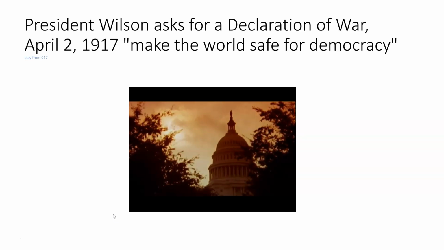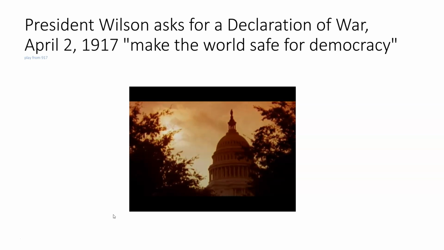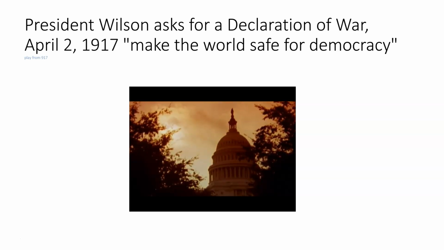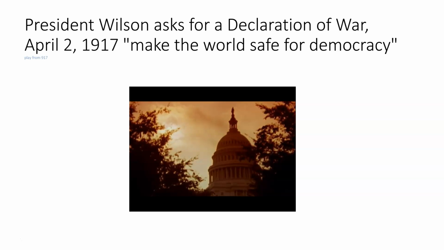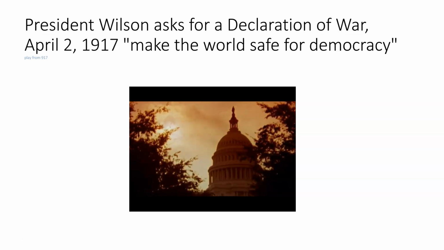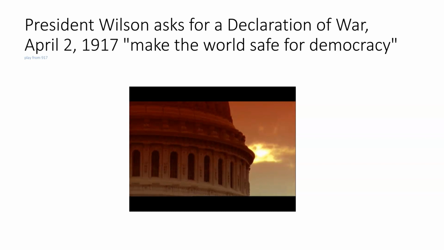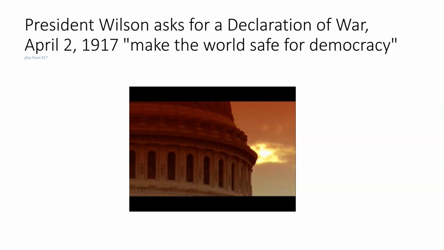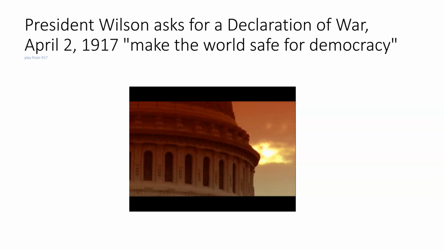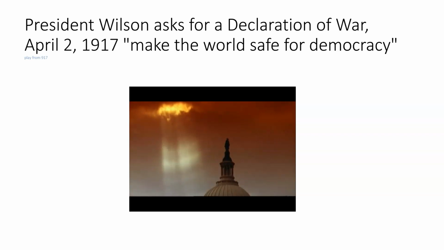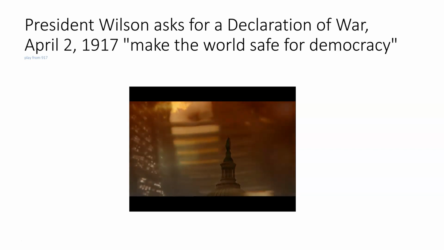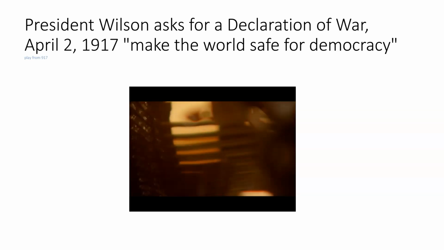It is a fearful thing to lead this great, peaceful people into war, into the most terrible and disastrous of all wars. But the right is more precious than peace, and we shall fight for the things which we have always carried nearest our hearts. For the ultimate peace of the world and for the liberation of its peoples. The world must be made safe for democracy.